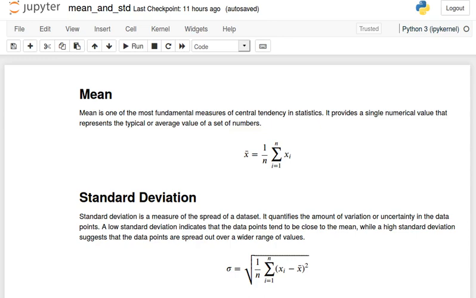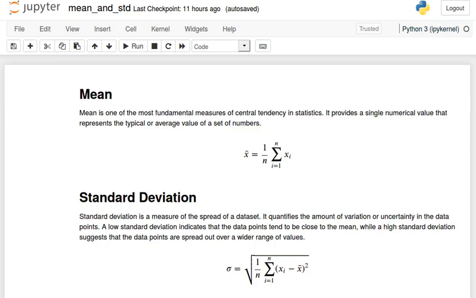Today we are diving into the world of statistics to explore two fundamental concepts, the mean and standard deviation. Whether you are a student brushing up on your math skills or just curious about how these concepts apply in real life, you are in the right place. Understanding the mean and standard deviation is crucial in various fields, from science and economics to everyday decision making.